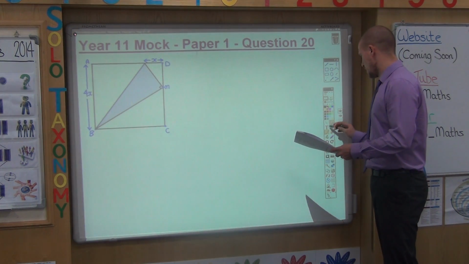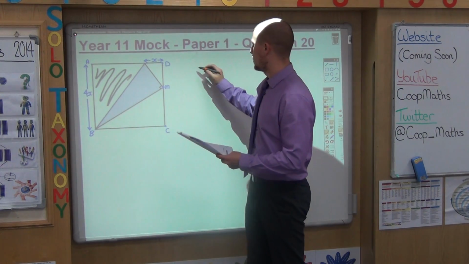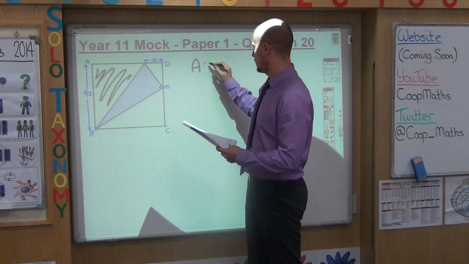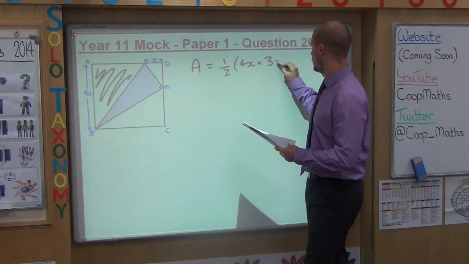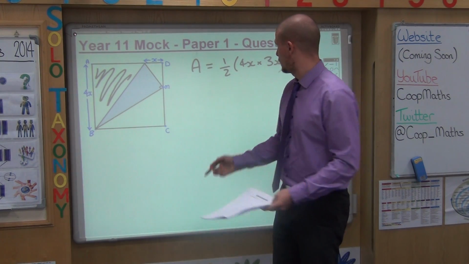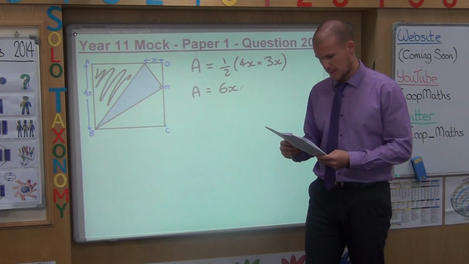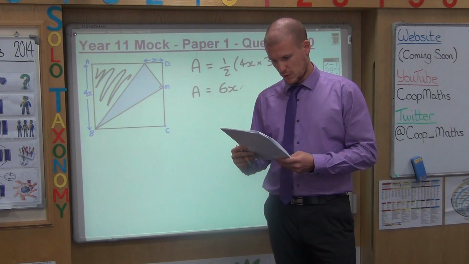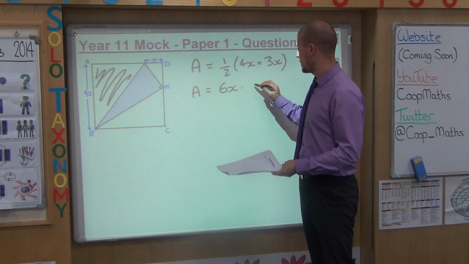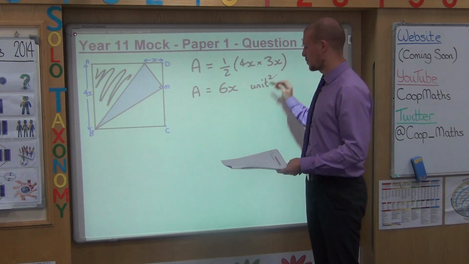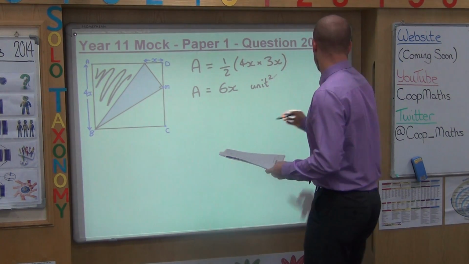So mini version of it. I'll do it in colour. This triangle here, first of all, half of 4x times 3x. 4x times 3x is 12x, so it's half of 12x, which will give us 6x. Okay. It doesn't actually give you any units, so you don't need to put centimetre squared or anything like that. In theory, if they don't give you anything, you should put units squared, but you seem to get away with that. So that's the black bit.